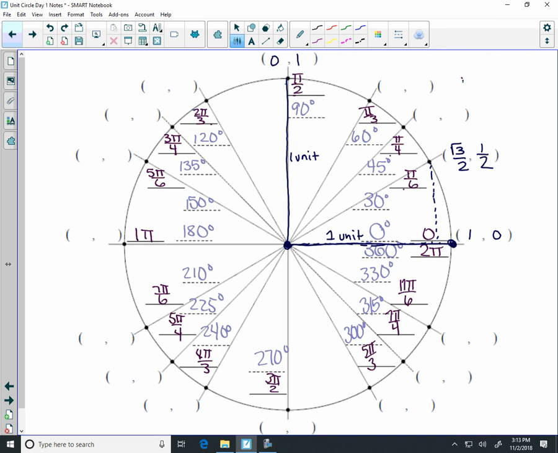At pi over 4, if we imagine a triangle here, since that's a 45-degree angle, this makes a 45, 45, 90 triangle. So our over distances and our up distances are the same. So that's radical 2 over 2, radical 2 over 2. And for pi over 3, we're going over a little and up a lot. So over a little is 1/2. Up a lot is radical 3 over 2. So that's the first quadrant of your unit circle.